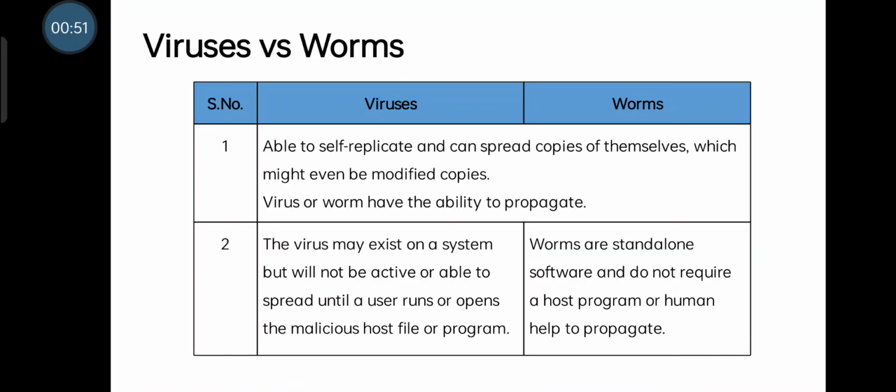And then we have two different types of software. One is viruses and worms. Viruses are able to replicate themselves and spread copies of themselves. If there is any malicious code, it will automatically be transformed into multiple copies and then affect the system. A virus may exist on a system but will not be active or able to spread until a user runs a program. Like we have to click the program; it needs some trigger to open the file. But worms are standalone software and don't require any user to trigger the program.